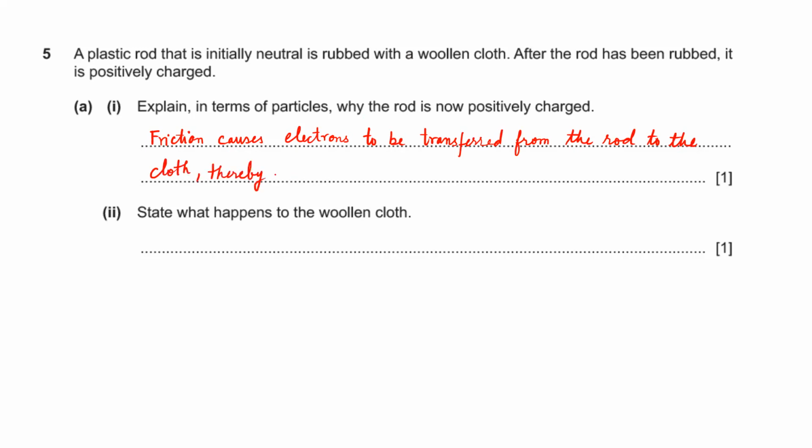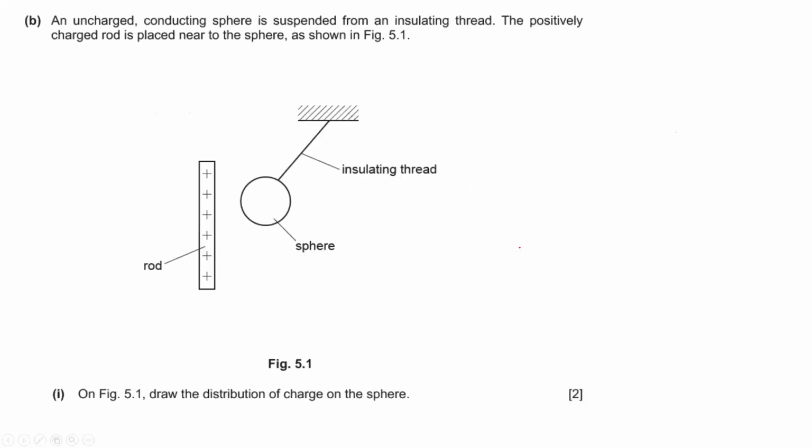thereby making the rod positively charged. Okay, so the particles that move are electrons. Part 2, state what happens to the woolen cloth. So the woolen cloth becomes negatively charged, right?